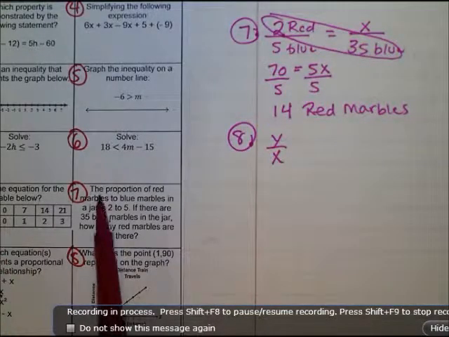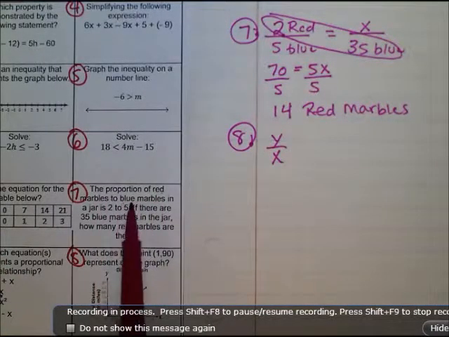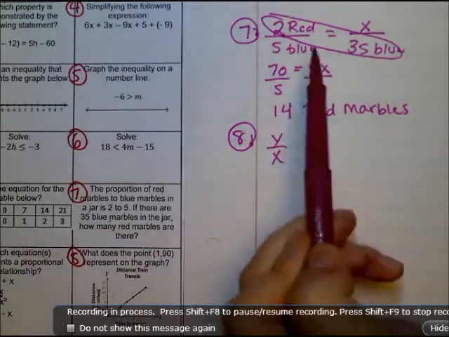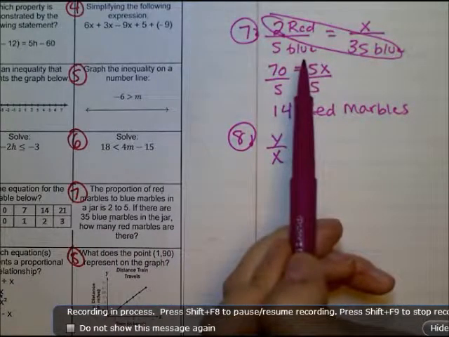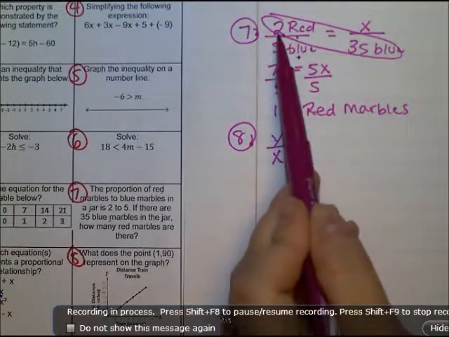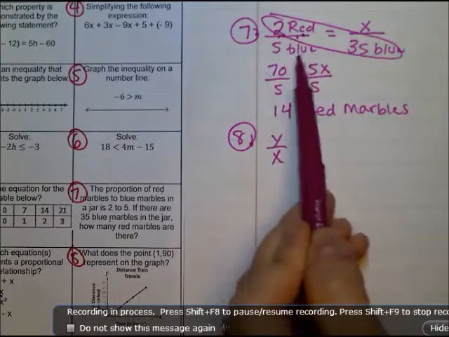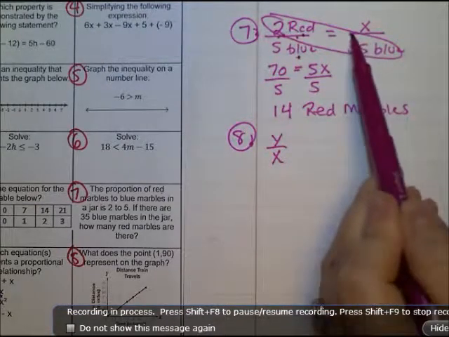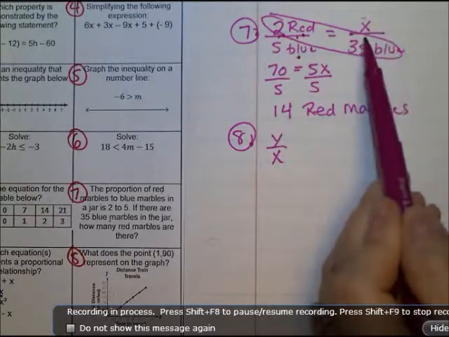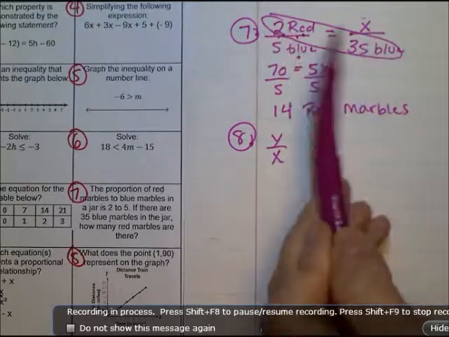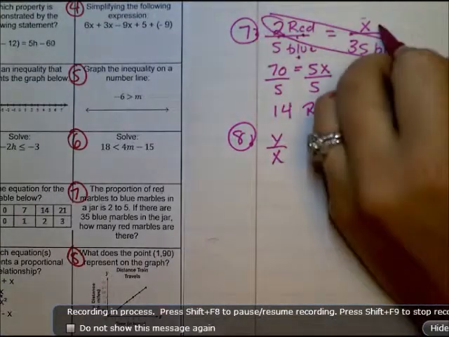Number 7 says the proportion of red marbles to blue marbles in a jar is 2 to 5. If there are 35 blue marbles in the jar, how many red marbles are there? So this represents a part-to-part ratio, so we can set it up as red to blue marbles. It says there are 2 red marbles and 5 blue marbles. So we can also set the other side of the proportion up to what we're trying to look for. We're looking for how many red marbles are in the jar if there are 35 blue marbles. So red to red, blue to blue. So the x represents red marbles.